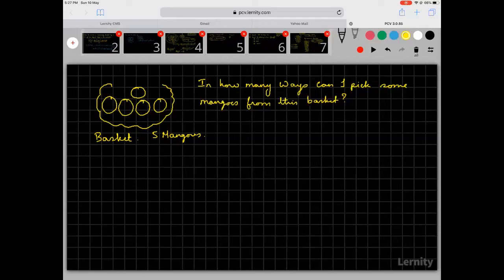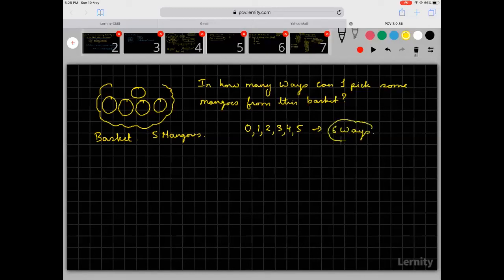Yeah, so you may say it is very simple, sir. I may pick up 0 mangoes. I may pick up 1 mango. I may pick up 2. I may pick up 3. I may pick up 4. I may pick up 5. So there are totally 6 ways of doing it.